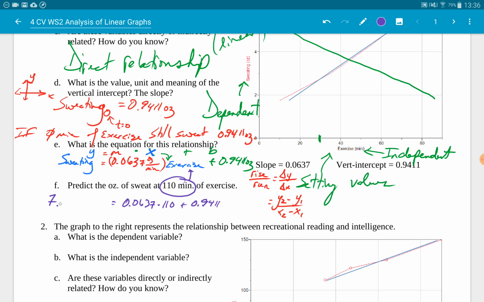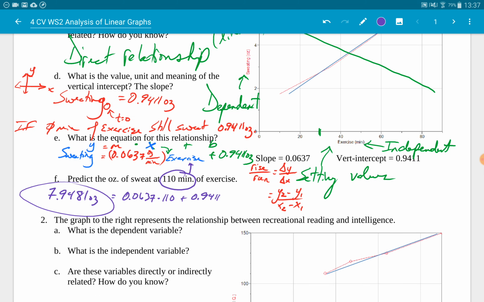And you get 7.9481, and that was the amount of sweat there. I know that's how much sweat because I just solved that for that variable there. And so I make sure that I put the unit of sweat, in this case here, in ounces.